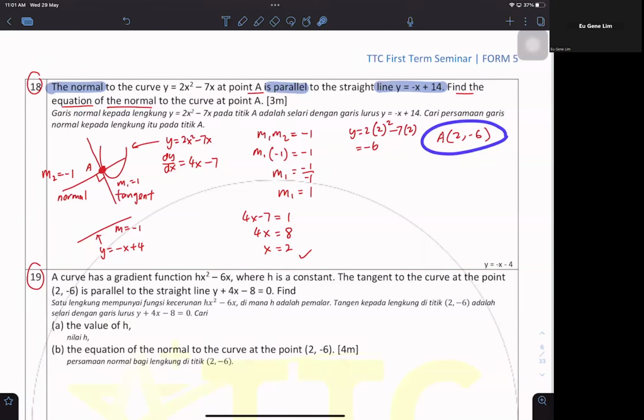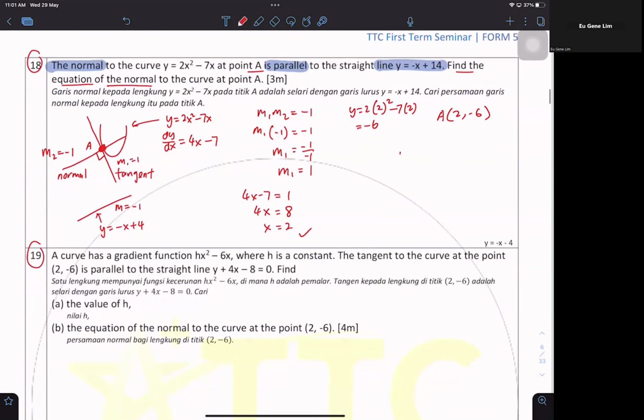Then only you can find the equation. So now you use this point and which gradient? Don't use the wrong one. The question says find the equation of the normal, so you should actually use the normal gradient, m2. Use this point and this gradient to find the equation of the normal.